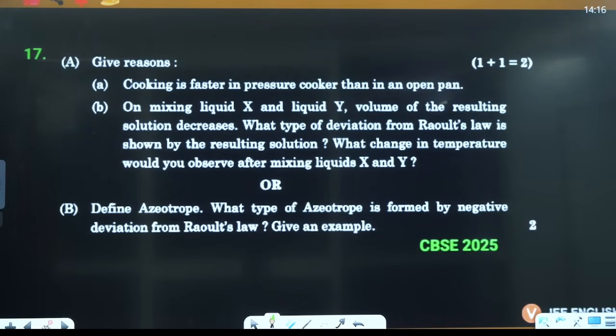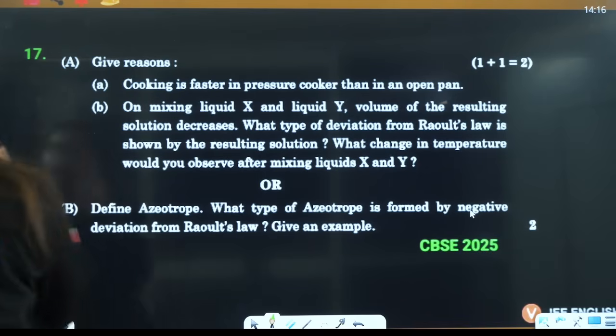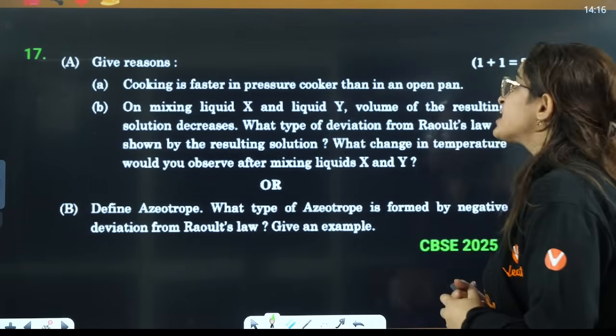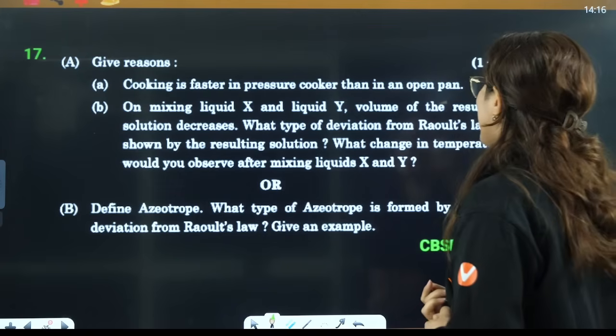Now we are left with the last 4 questions, 17, 18, 19 and 20th. Let's see that. Give reasons: cooking is faster in a pressure cooker than in an open pan.